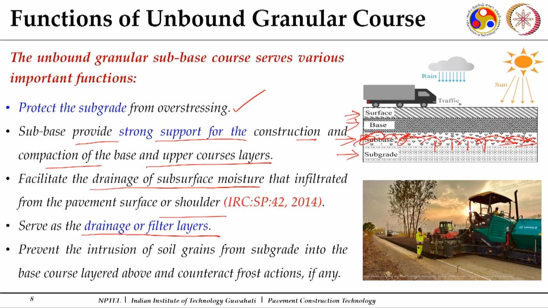This course also prevents the intrusion of soil grains from the subgrade into the base course layered above, and counteracts frost action. If the water doesn't go out of the pavement structure, it moves through capillary streams to the base courses, and when it goes up, it gets frozen because of the lower temperatures on the pavement surface. Then it may lead to damages related to frost and heave, or freezing and thawing. Those related damages can occur because of this.